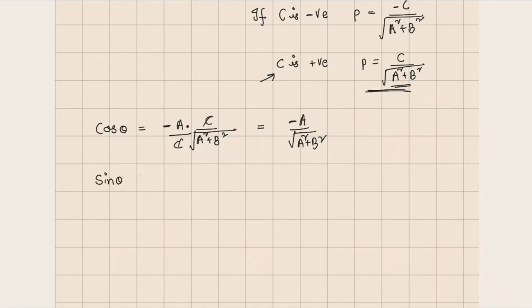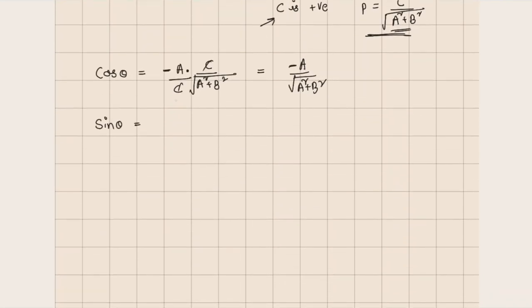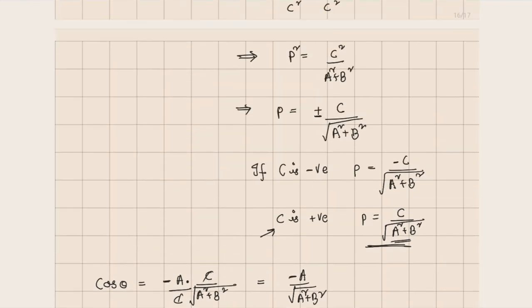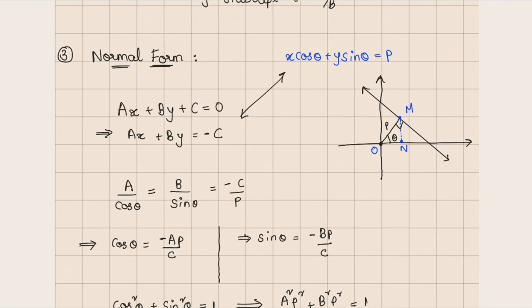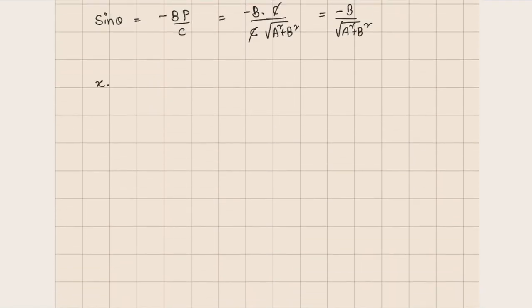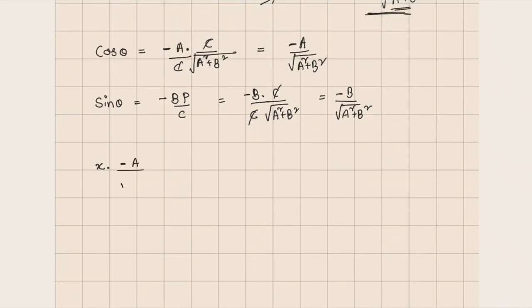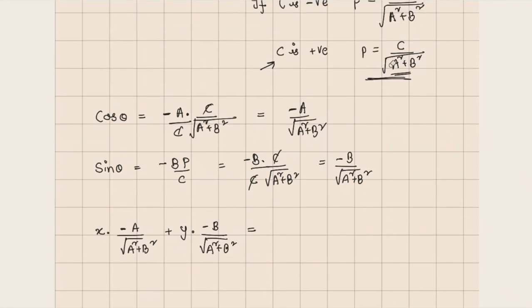Similarly, we get sin theta equals minus bp by c, where c gets cancelled, which gives minus b by root over a square plus b square. So if you substitute cos theta, sin theta and p in this equation, we get x into minus a by root over a square plus b square plus y into minus b by root over a square plus b square equals p. What is p? We have considered this case, so p is c by root over a square plus b square.